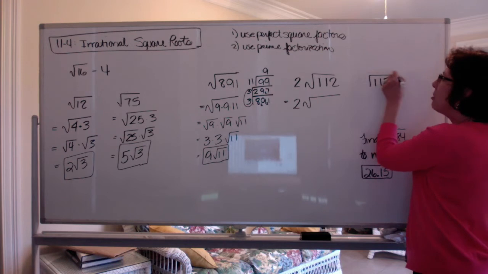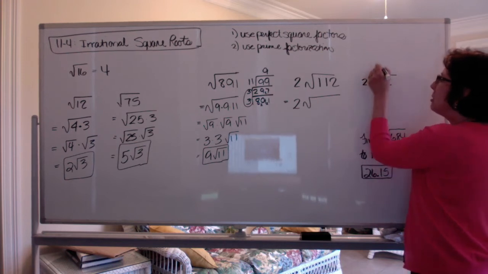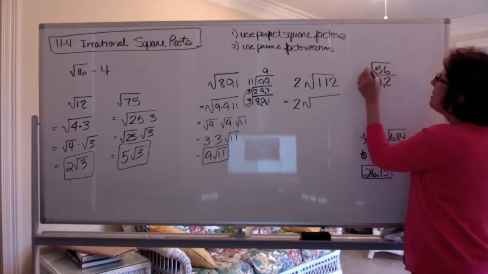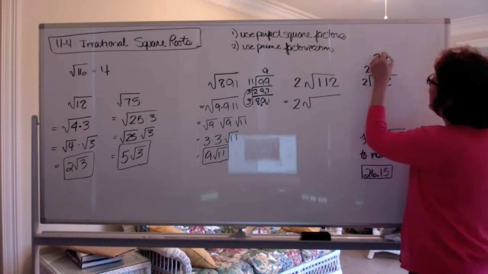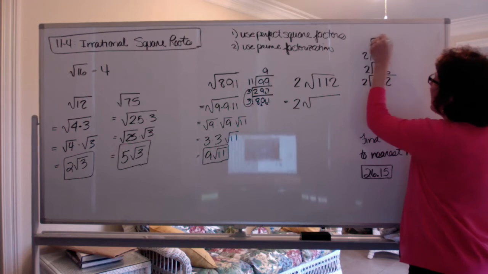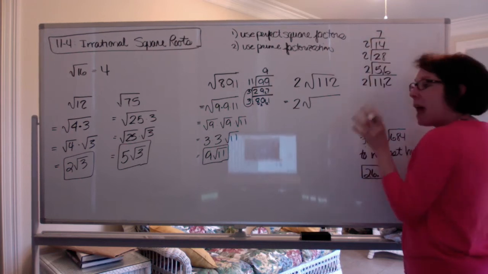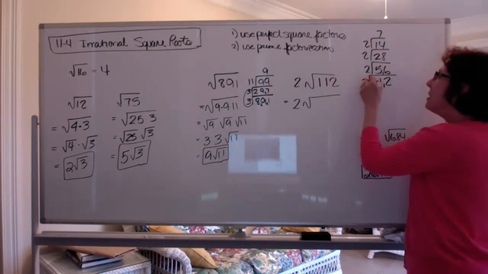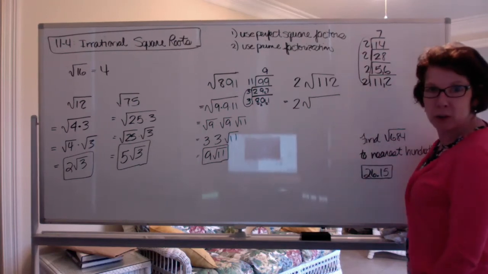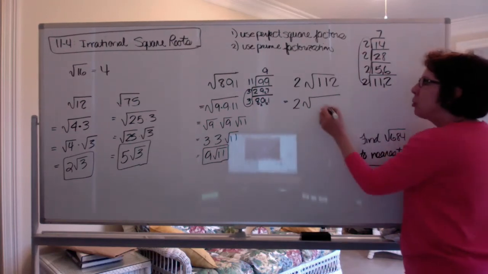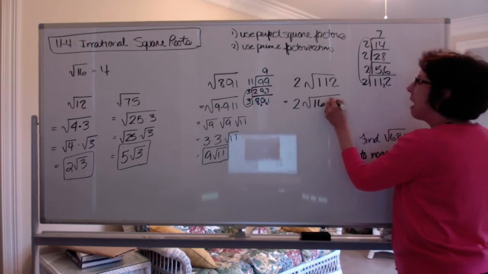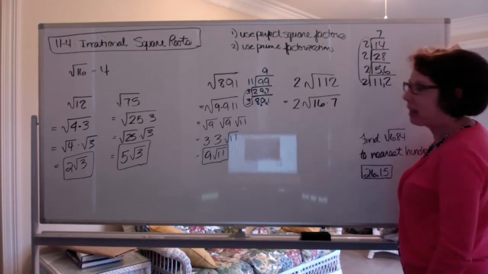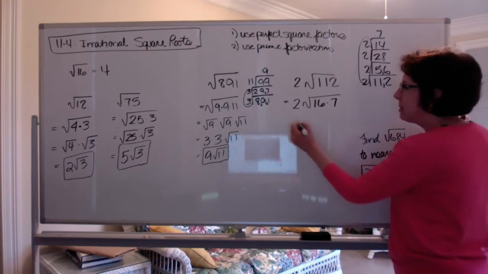I have 112. Let's divide 2 into it. 2 goes into 11 5 times with 1 left over, I get a 56. Let's do 2 again, and I've got a 2 and an 8, and I've got a 2 and a 14, and I've got a 2 and a 7. Okay, wow, I see a perfect square here. Do you? It is 16. So I'm going to write 16 times 7 as my radicand. I'm rewriting 112 as 16 times 7.